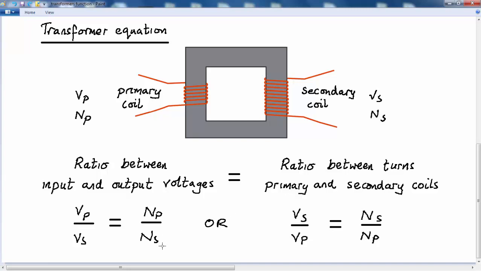So it's very typical in the GCSE, IGCSE exam that you need to calculate, for example, one of these factors. You'll be given, for example, this one and this one, and you'll need to calculate, for example, the number of turns in the secondary. We'll look at examples of transformer problems in a later lesson. That's your transformer equation.